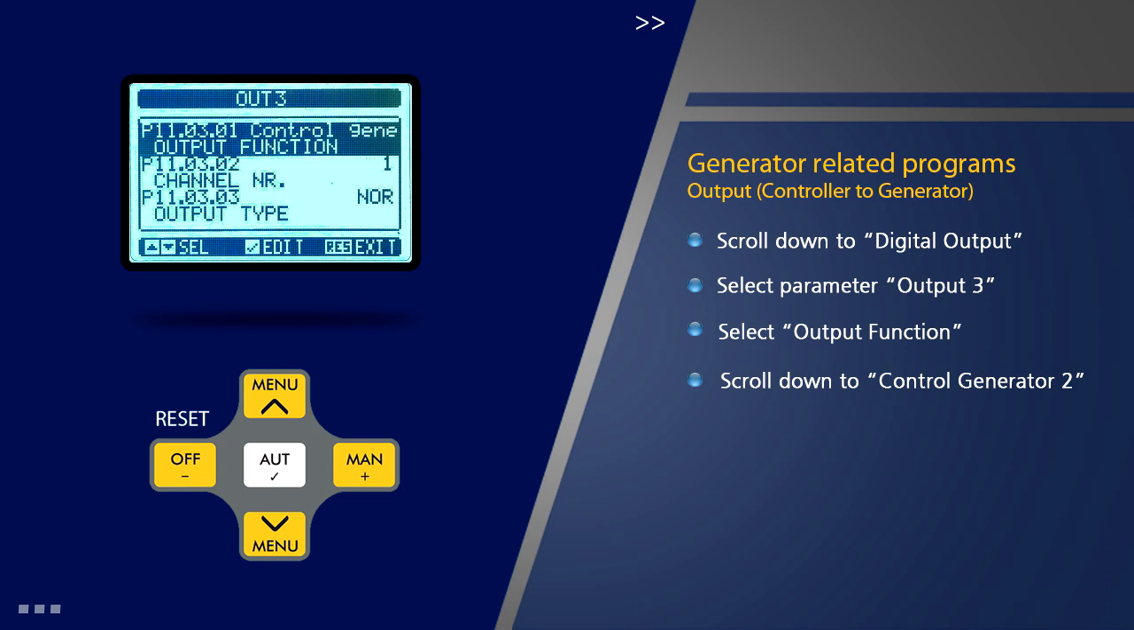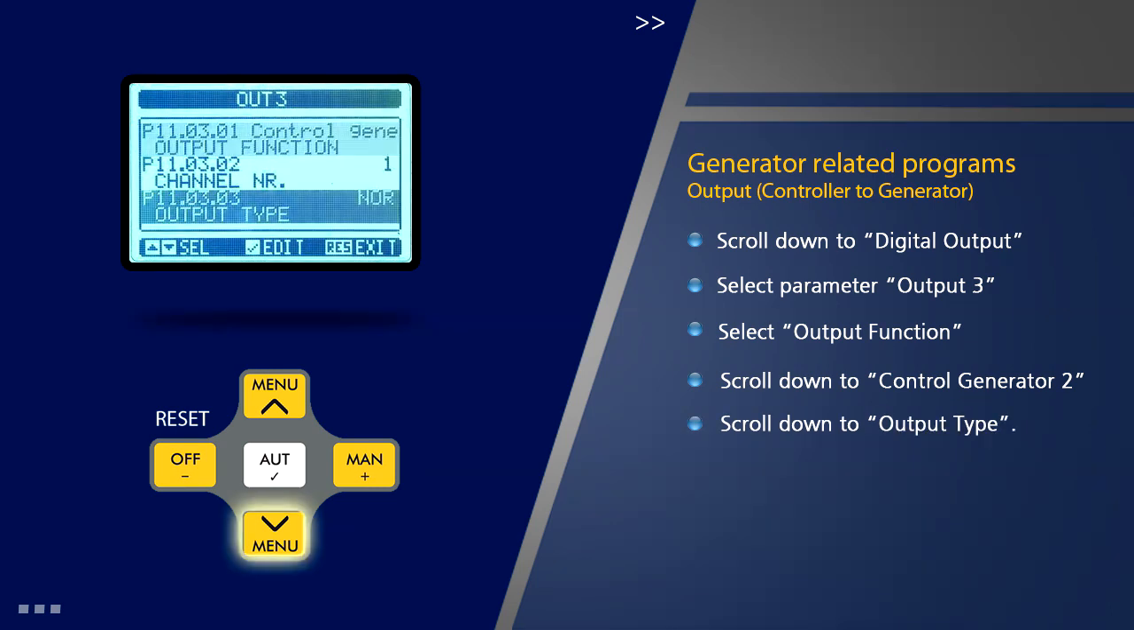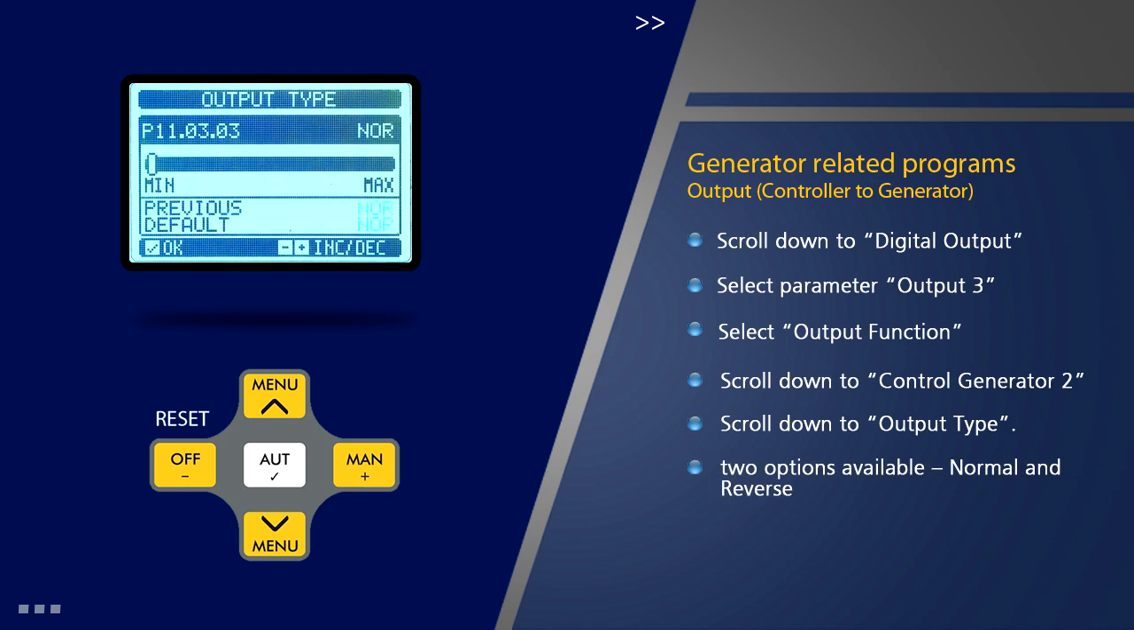Come back to Output 3 page and scroll down to parameter 2, which is output type. There are two options available on output page, normal and reverse. Select the option as per site requirement. For example, normal, and come back to the previous menu.